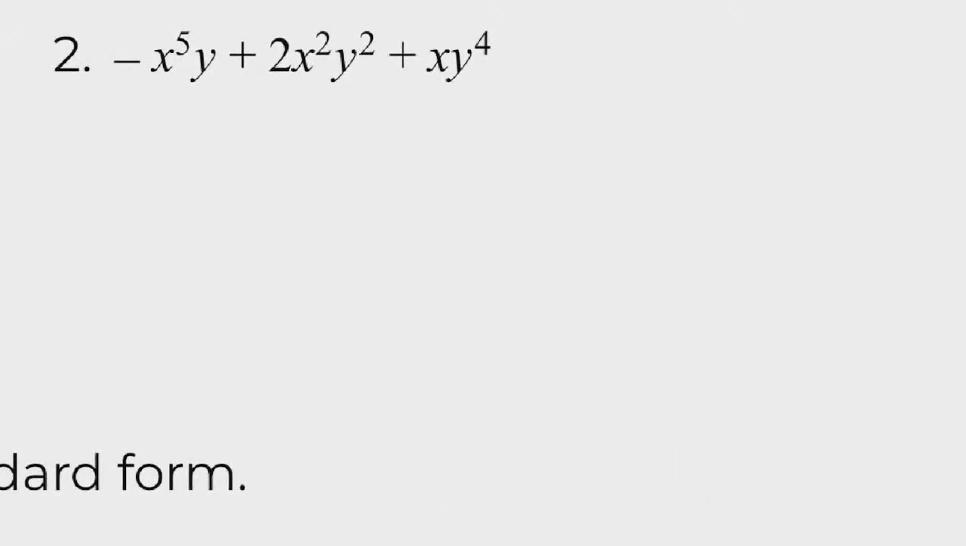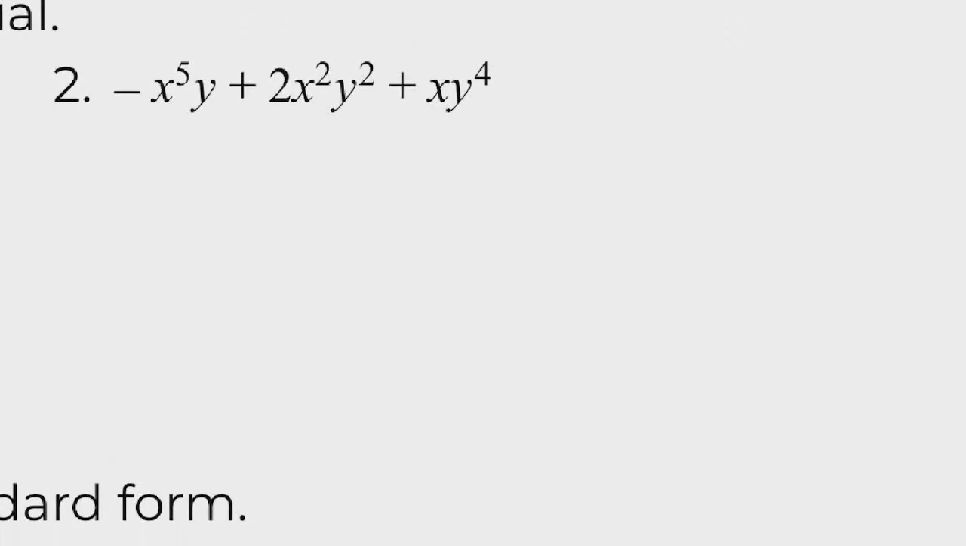Next, we have negative x to the fifth y plus 2x squared y squared plus xy to the fourth. So this one's a little different because we have two variables right next to each other. So in order to find the degree, we're going to add the exponents. So in the first one, the exponent for x is 5 and the exponent for y is 1. So this has a degree of 6. In the next term, we have exponents of 2 for x and y, so the degree is 4. And for the last one, the degree for x is 1 and the degree for y is 4.